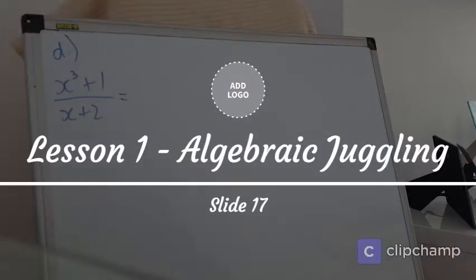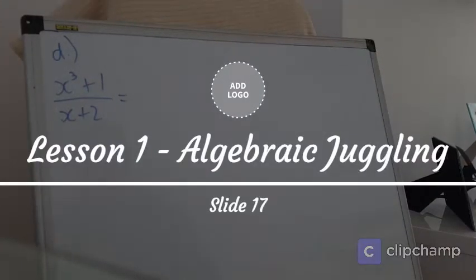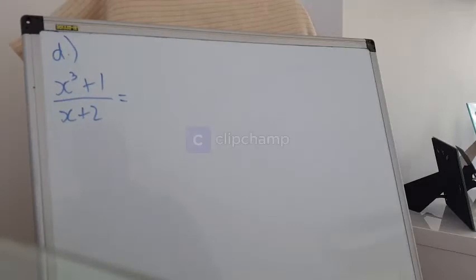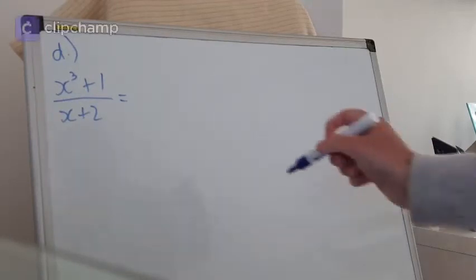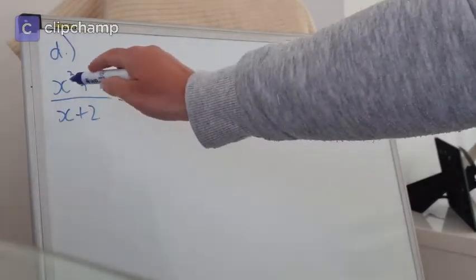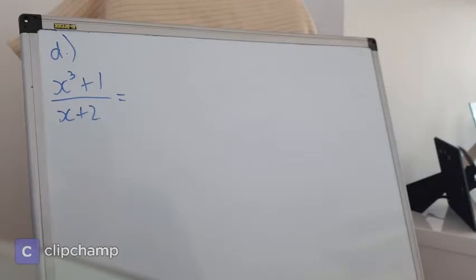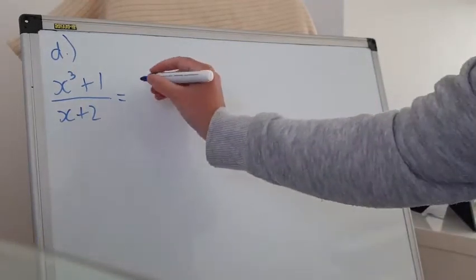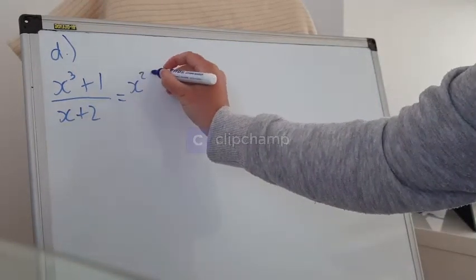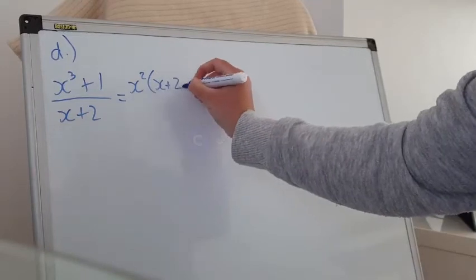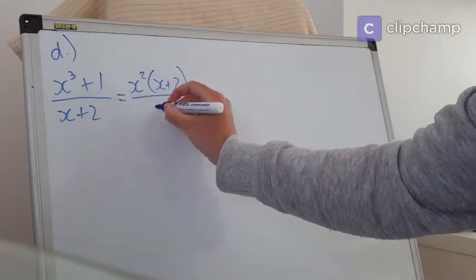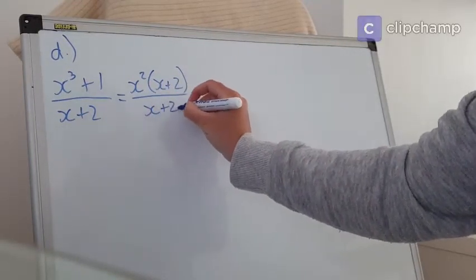And moving on to our final example, D, we've got x cubed plus 1 divided by x plus 2. So again, we start off, what can I multiply x plus 2 by to get x cubed? Well, we know if we multiply by x squared, we'll get x cubed. So we write that down. x squared times our denominator, remembering to keep it balanced by dividing by the denominator.